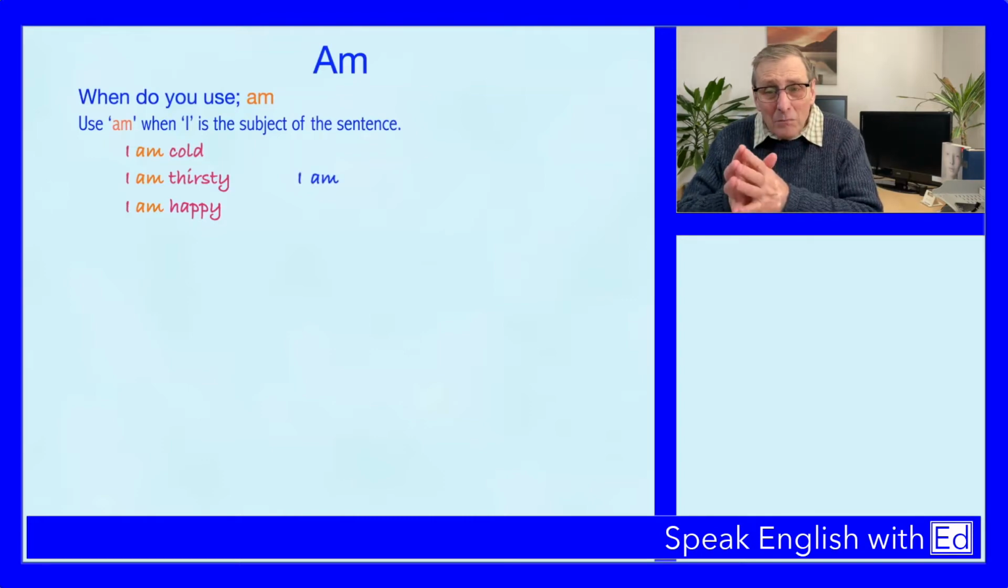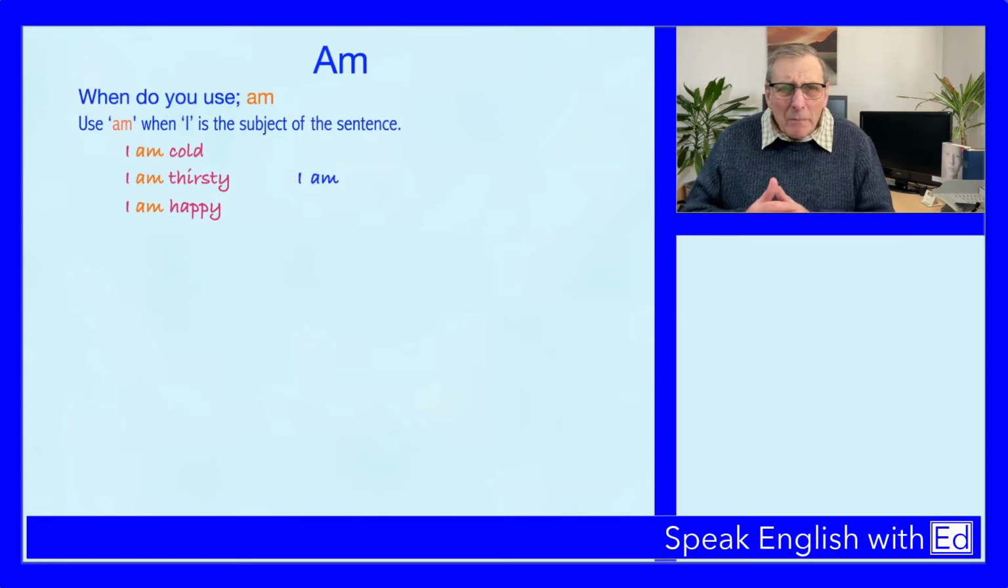I am. Two words. But English speakers usually narrow this down. We don't usually say I am a lot. We probably write it more than we say it. But when we're talking, we usually say I'm. Not I am, but I'm.